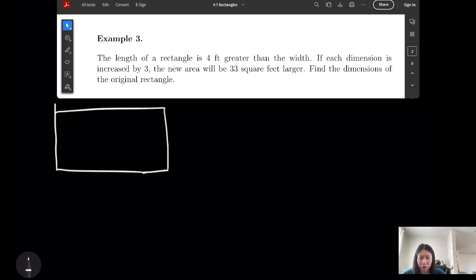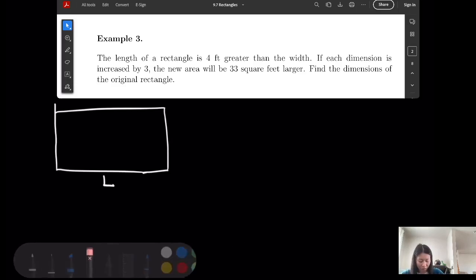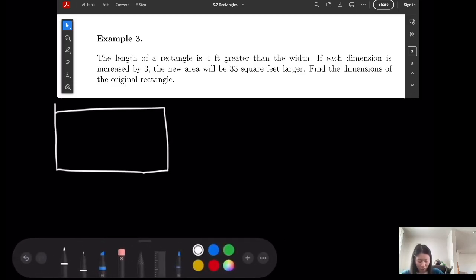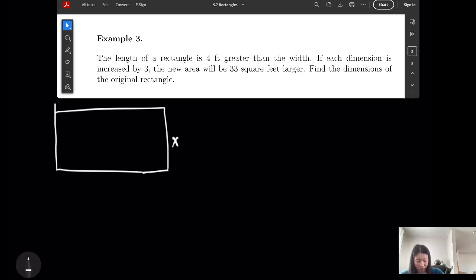The original one we don't know, but what we know is there's the length and the width. The length of the rectangle is 4 feet greater than the width. So that means if the original one, the width is equal to x, the length is going to be x plus 4.